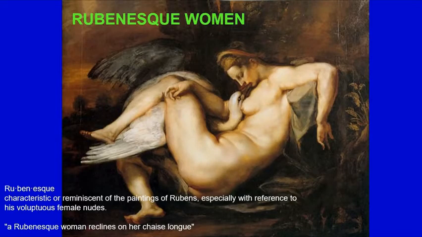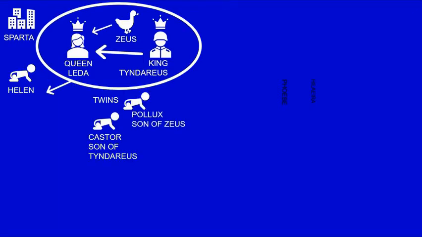All right, so more to the story. In Sparta, Queen Leda, the same queen as that. So that's Queen Leda right there with the swan. She had sex with Zeus, who was disguised as a swan. And she also had sex with her husband, King Tyndareus, who was also a general in the army, so that's why I chose that icon. They had children from that coupling. Helen was born, and also these two twins, Pollux and Castor. Pollux was the son of Zeus from that swan, and Castor was the son of Tyndareus, the king. They're twins, but they have different fathers.